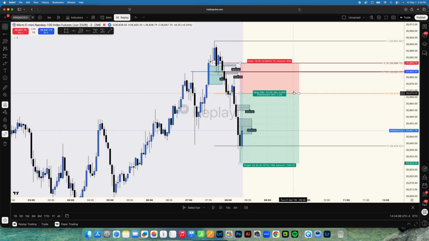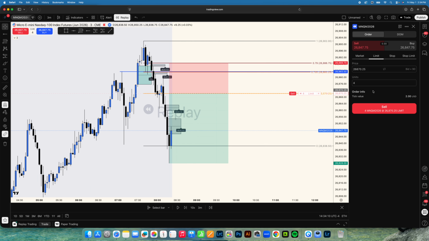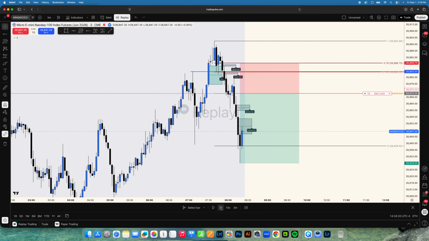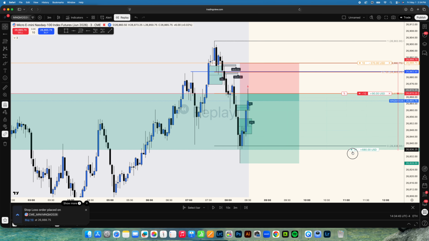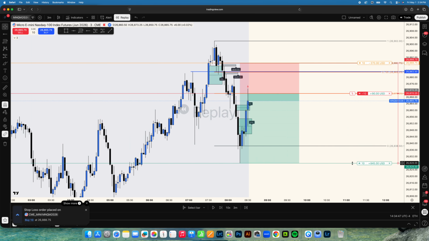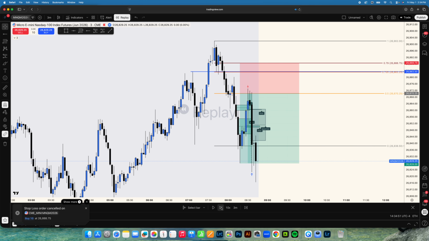We put in entry here at that 0.5. I will once again do 10 micros, and we wait for price to hit that level. And what you will see if we let this play out, we get tagged in. I'm going to put my stop loss up here and my take profit all the way down here. And watch how this just continues to play out beautifully.